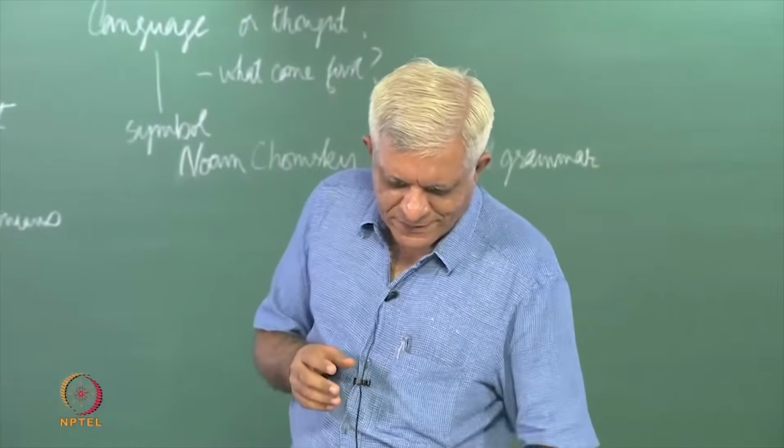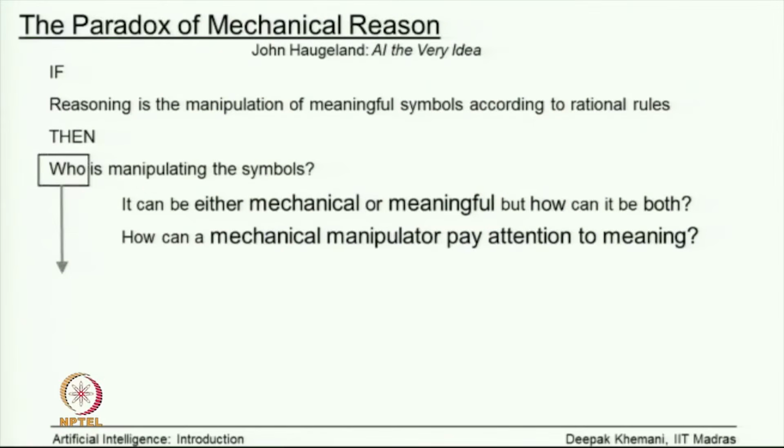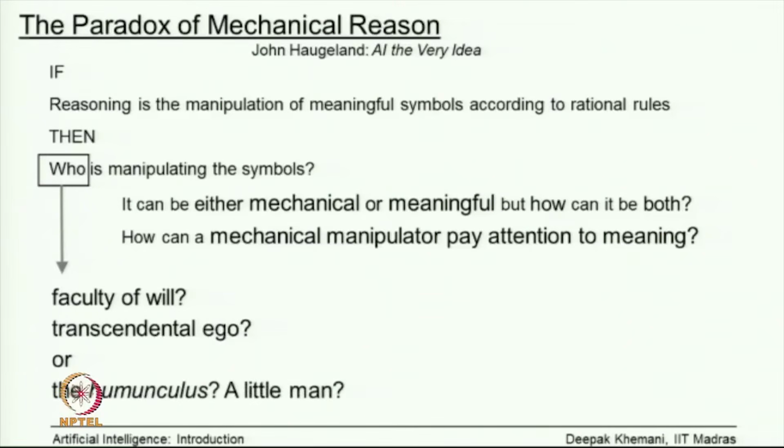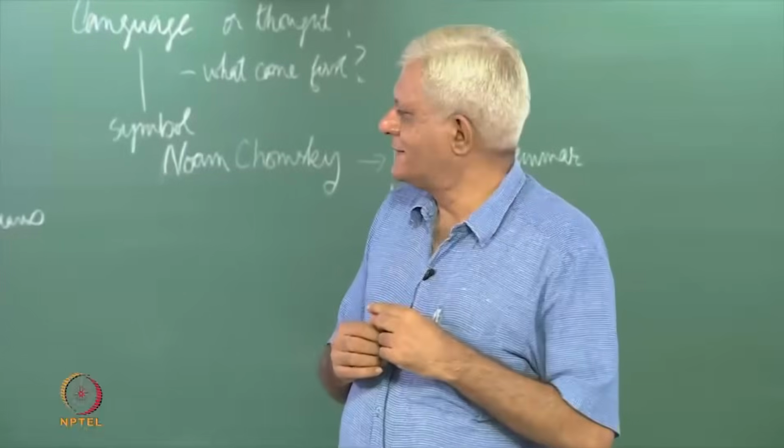But in the real world, to this question of who, philosophers have tried various kinds of explanations: something called the faculty of will, which we cannot quite define, or the transcendental ego, or, as I said, what the people who used to mock him called a homunculus. Remember, the homunculus was described by Paracelsus, a little man sitting inside the head essentially.